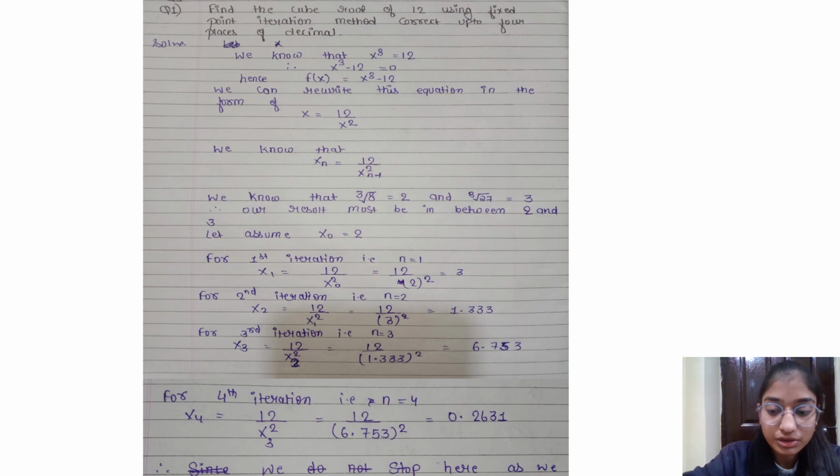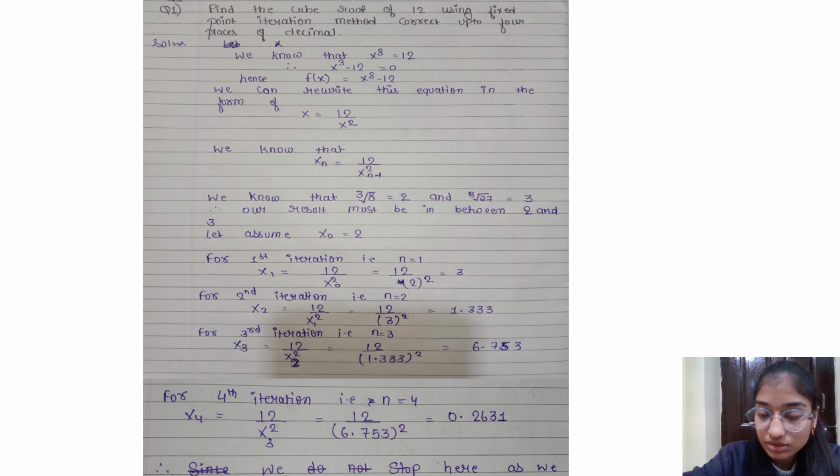Today I'm going to solve my first internal test paper, set B. The first question says: find the cube root of 12 using the fixed point iteration method, correct up to 4 places of decimal. In the fixed point iteration method, we find the convergent root by using the formula. So we are going to start it.